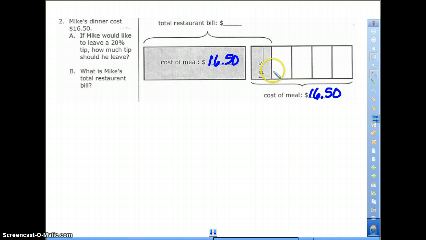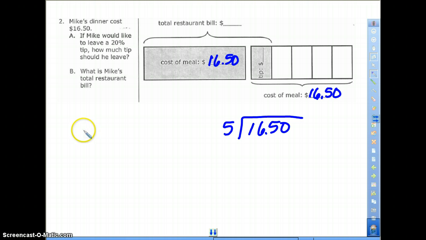We want to leave a 20% tip. Why did they divide this into 5 equal groups? If this is 20%, this is 40%, 60%, 80%, 100% of the meal. So each one of these boxes represents 20%. You add those all together, you get 100%. So how are we going to figure out how much 20% of the $16.50 is? Yeah, you could take $16.50 and divide it into 5 equal groups.